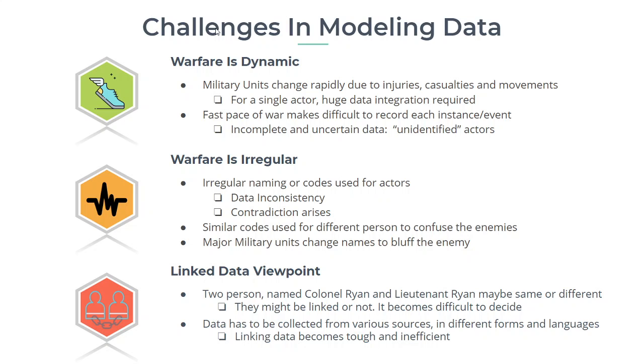Thirdly, the linked data viewpoint. So, let us consider there are two people, Colonel Ryan and Lieutenant Ryan. Now, we don't know if they are two different people. It may be the same person who got promoted, or they may be two different people. So the data might be linked, or it might not be. So it becomes really difficult to decide.